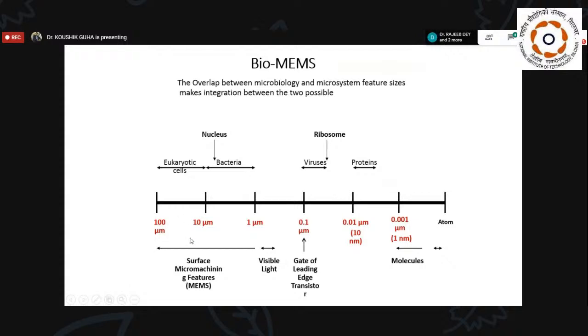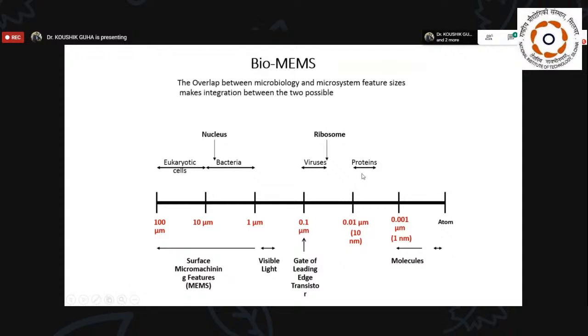Yeah, the 100 micrometer. Basically, you can see the virus and bacteria, the range, actually the length or diameter of that virus or bacteria, maybe in that range, 100 micrometer to 10 micrometer to 1 micrometer. Similarly, viruses also lie in some of these ranges. Some proteins lie in these ranges. So our MEMS feature sizes also support this type of range. Okay, 1 to 100 micrometer that we have seen.